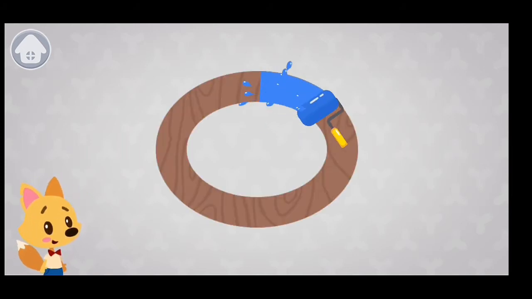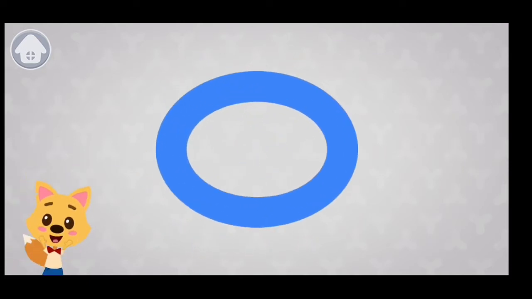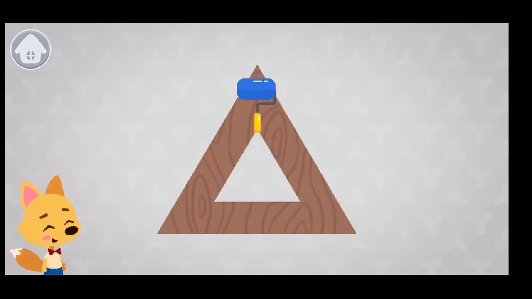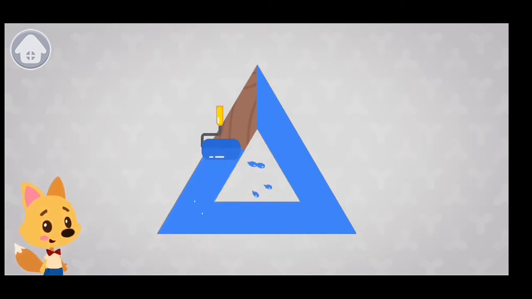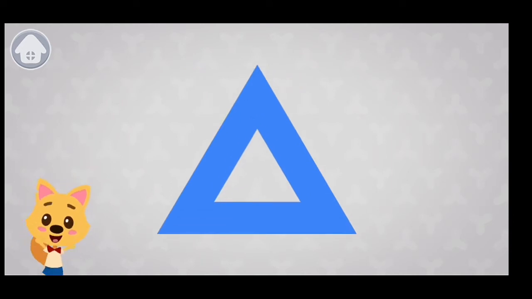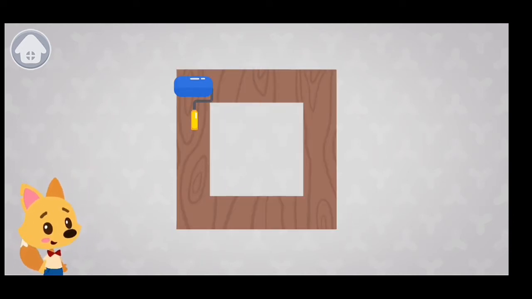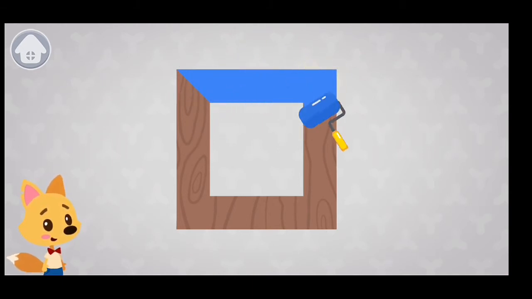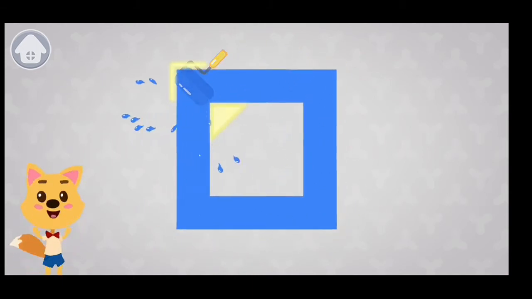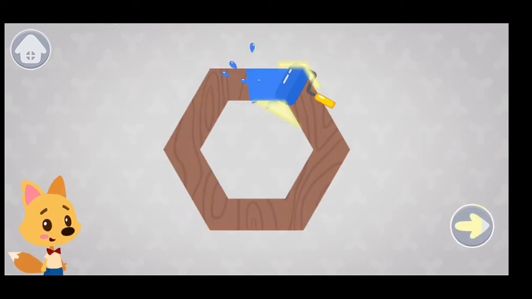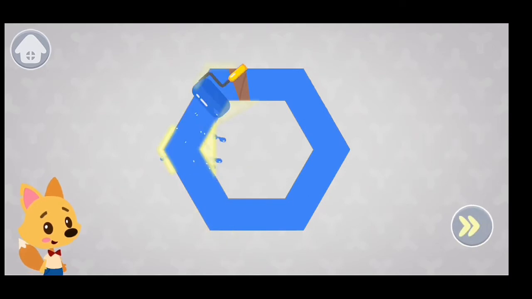There is a lack of blue materials at the construction site. Let's paint the missing figures. Drag a brush along the contour of the figure. Keep it up. Fine. Yes! Correct!